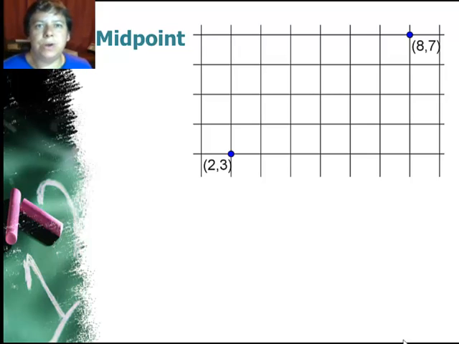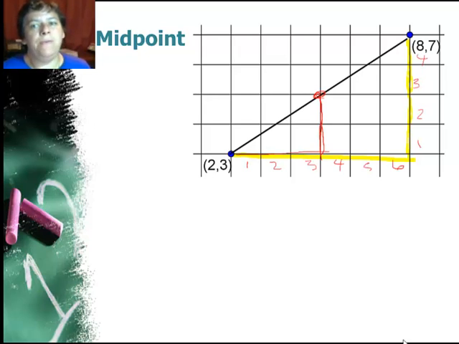So I've got two coordinates here, (2, 3) and (8, 7). If I were looking for the midpoint, it would be somewhere halfway between on the line connecting them. One way to look at that is to look at how far across and how far up and down I would need to go. Then I could just go halfway across and halfway up and down. You can see I came 3 across here and 2 up.